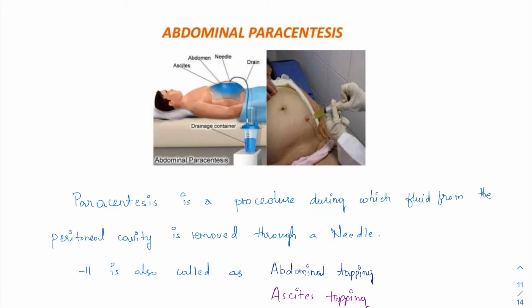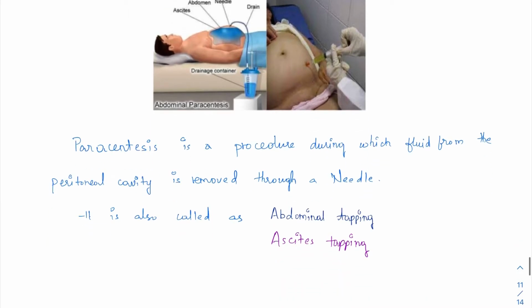Hello, guys. The topic we are going to discuss now is called abdominal paracentesis. Before going to discuss abdominal paracentesis, we have to know what is meant by paracentesis. Paracentesis is a procedure during which fluid from the peritoneal cavity is removed with a needle. By using a needle, as you can see here, we remove the fluid which is present in the peritoneal cavity. So it is also called abdominal tapping or ascites tapping.